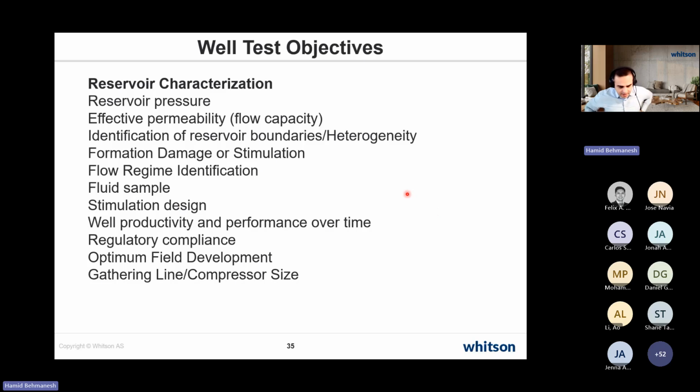Sometimes there's a regulatory mandate that you need to run some tests for the integrity of the wellbore or some other tests. Therefore, you need to run those tests. And if you run it properly, you can also gain other information from the test, right?